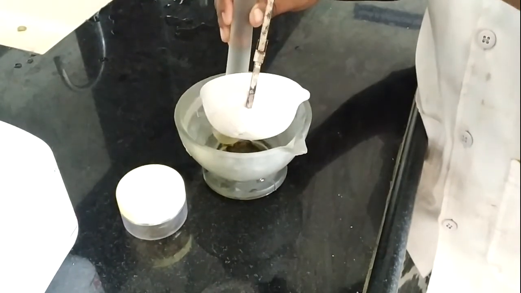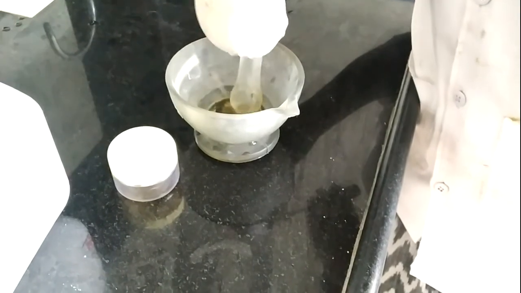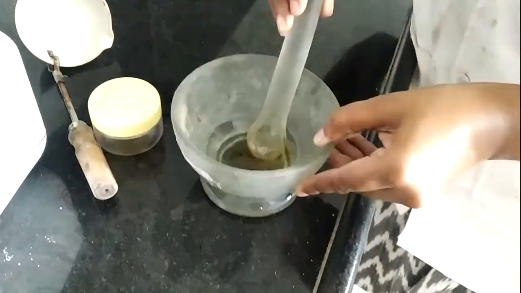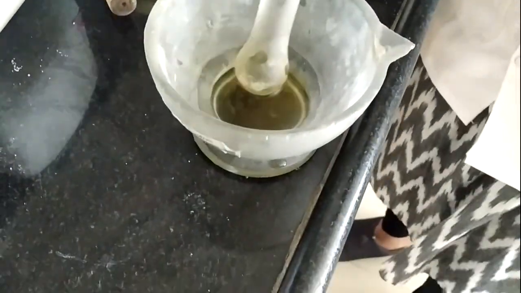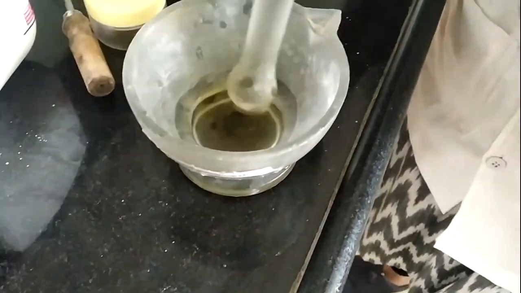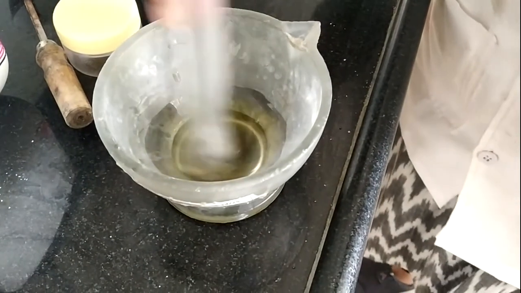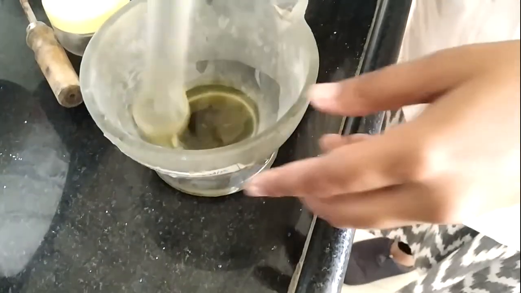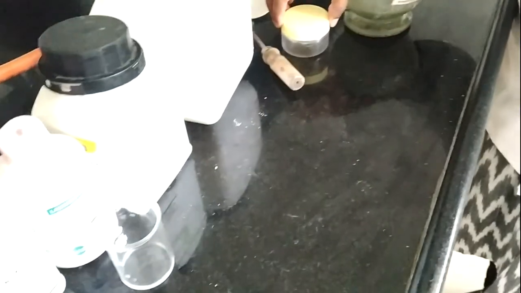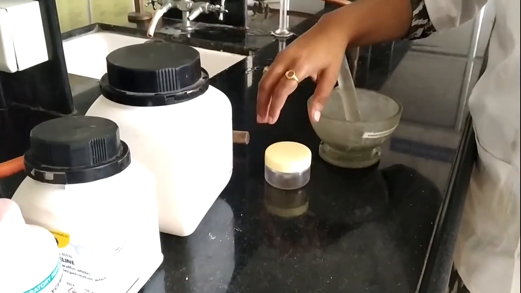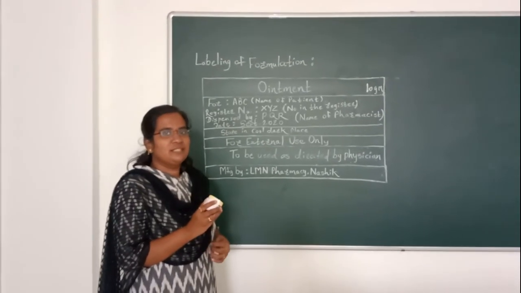Now all this melted wool fat, yellow beeswax and yellow soft paraffin I add into the previously prepared solution of iodine, potassium iodide and glycerin. Again I am going to triturate it properly, and after proper mixing, I am going to transfer this formulation into this ointment container, and after that we will proceed to the labeling part. So now we will move towards the labeling part.